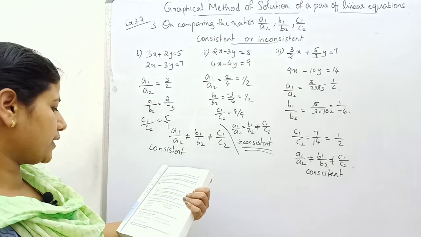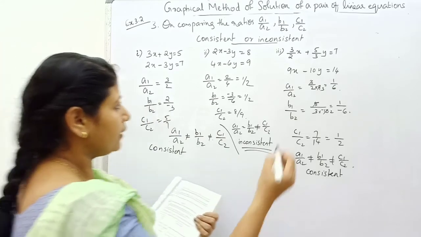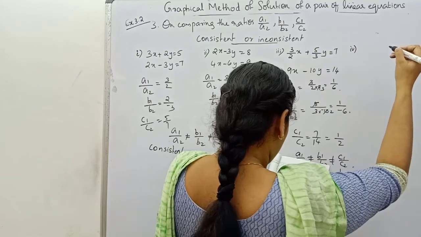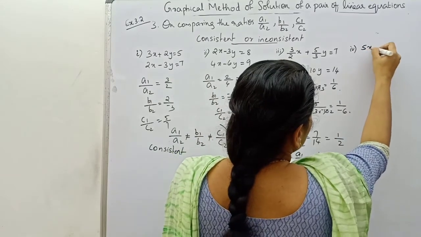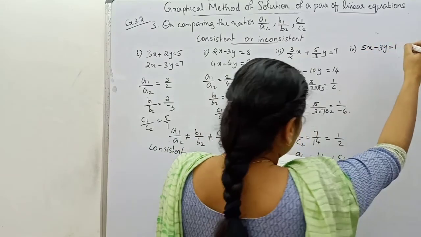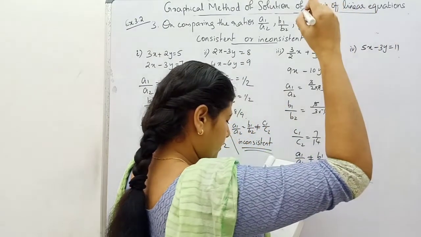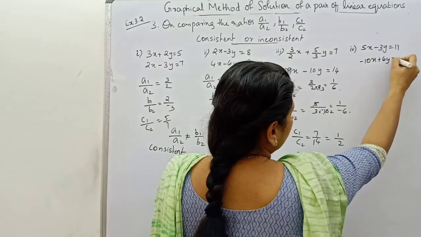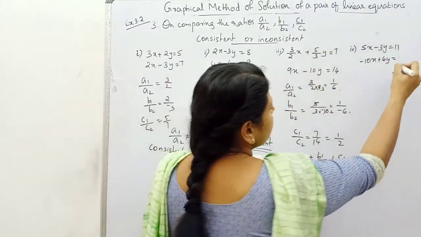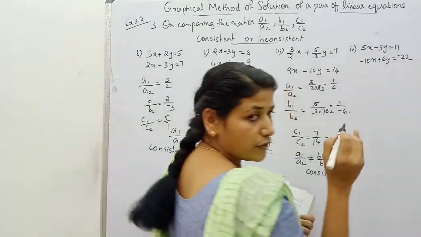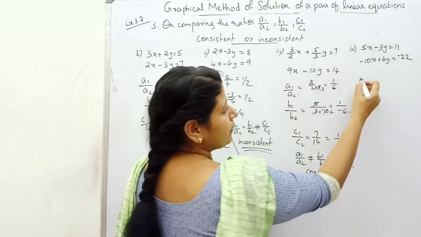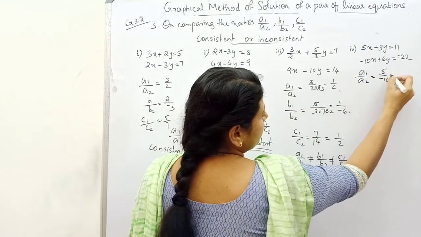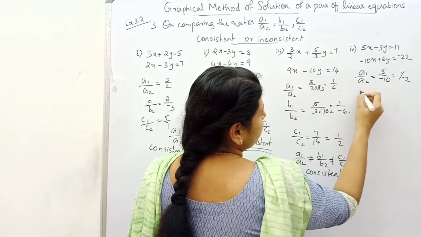Two more sub questions are there, 4 and 5. I'll write here. Fourth one, 5x minus 3y equal to 11 and negative 10x plus 6y equal to negative 22. So we can take a1 by a2, b1 by b2 and c1 by c2. a1 by a2 is equal to 5 by negative 10. You will get 1 by negative 2.